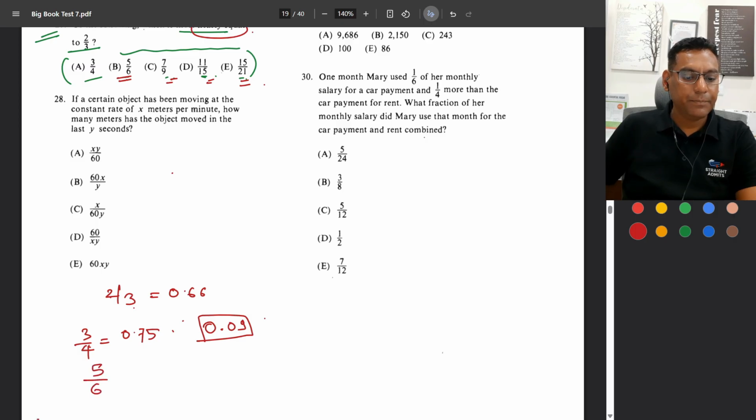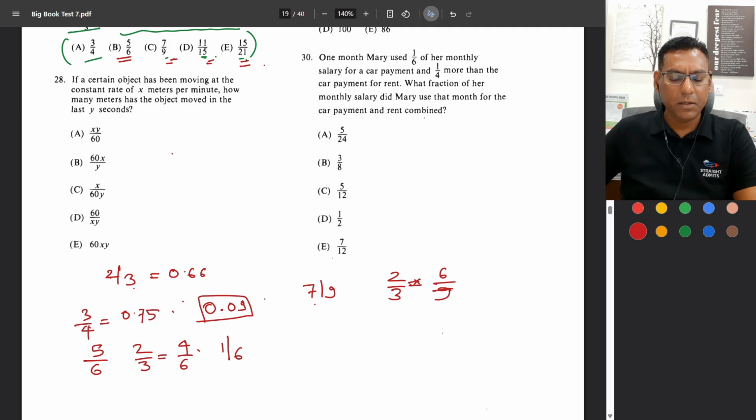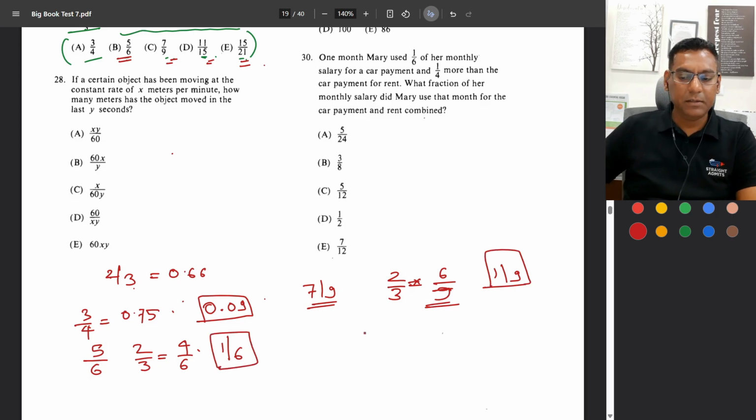5 by 6 to be compared with 2 by 3, which basically is 4 by 6. Correct? So I write 2 by 3 as 4 by 6. I need to compare that with 5 by 6. The difference there comes out to be 1 by 6. Correct? Okay, same thing I do with 7 by 9. I compare 2 by 3 with that, which is basically multiply by 3, which is 6 by 9. 7 by 9 compared with 6 by 9, difference is 1 by 9, right? Now I see some pattern. This is 1 by 6, this is 1 by 9.